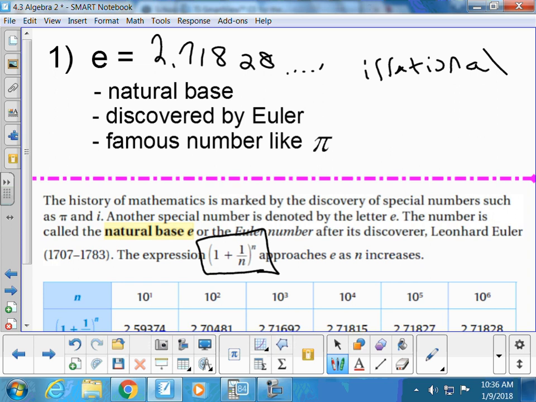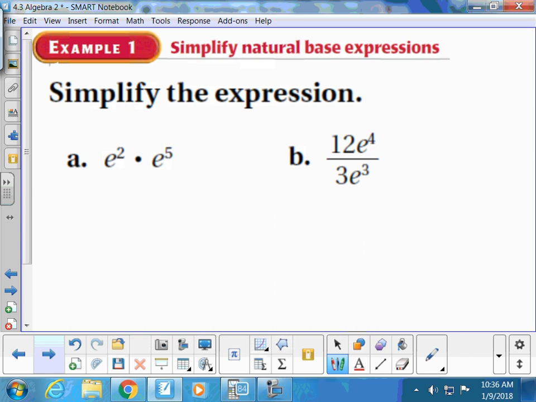All right. We're going to go ahead and simplify some expressions. We are not going to use our calculator on these ones. I will let you know when we're going to use our calculator and when we're going to get decimal answers. We're going to do these two just by using the properties of exponents. So you've learned them earlier in the school year. I don't know if you remember them or not.